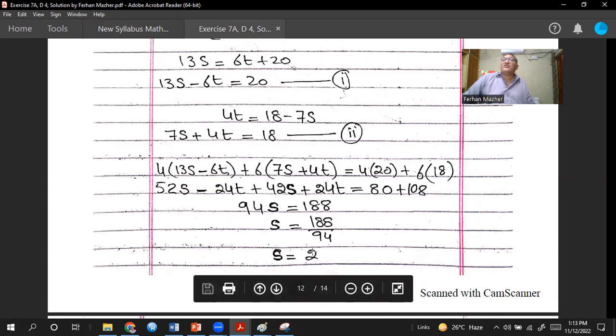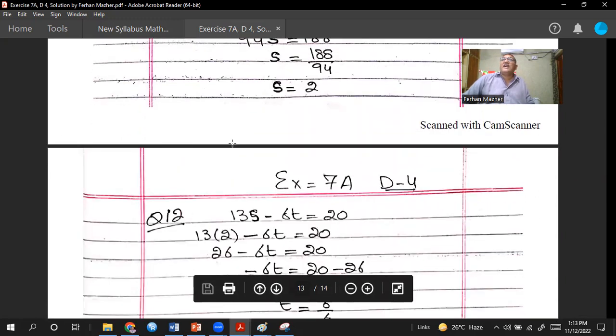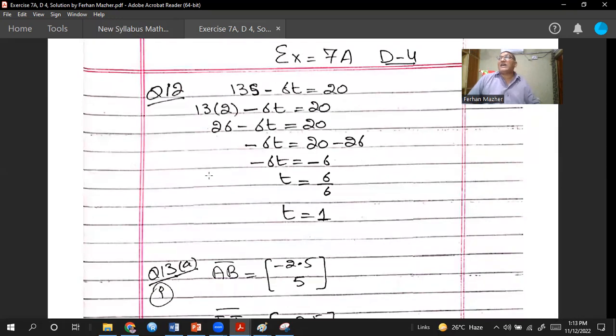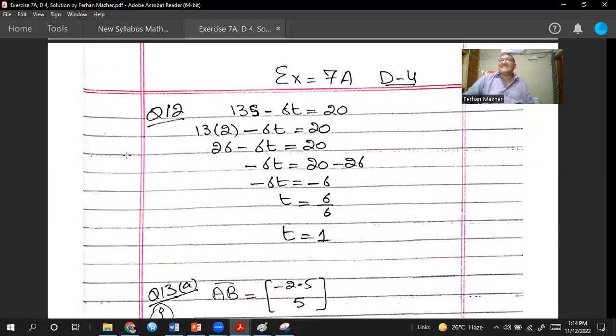I will put S equals 2 in my first equation. So here we go, 13S minus 60 equals 20. In the place of S, I will substitute 2. So it will be 13 into 2 minus 60 equals 20. So 26 minus 60 is equal to 20 minus 26... so minus 60 is equal to minus 6. So T is equal to, minus minus is cancelled, so T will be equal to 6 by 6. So T will be equal to 1. So this is how you will find the value of S and T, and this is how you will do question number 12.